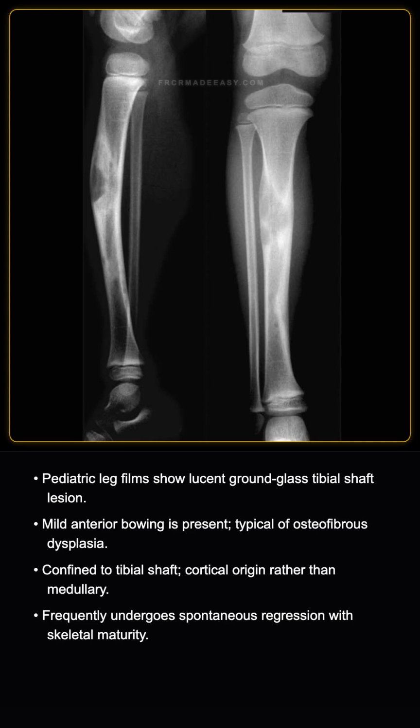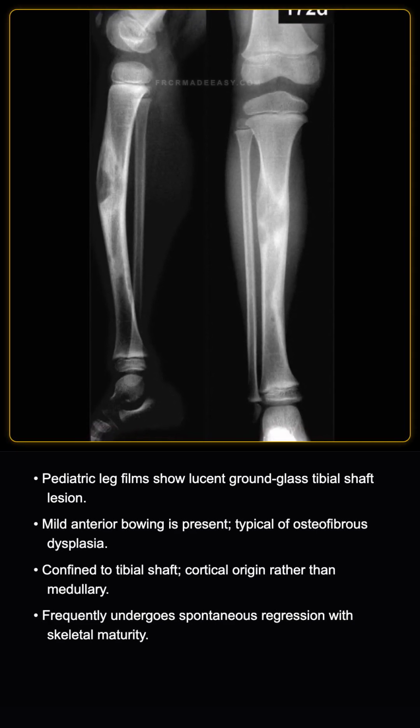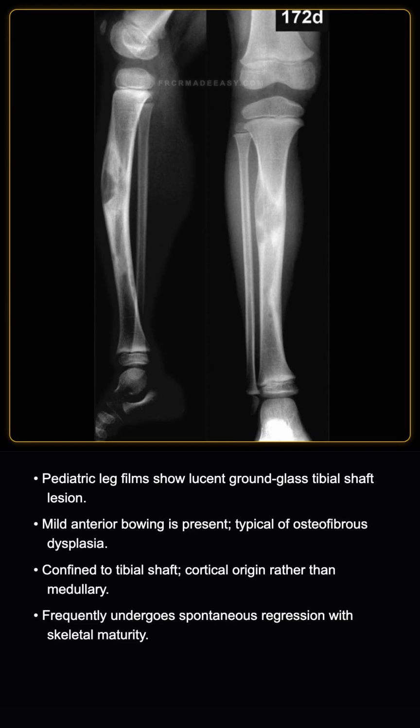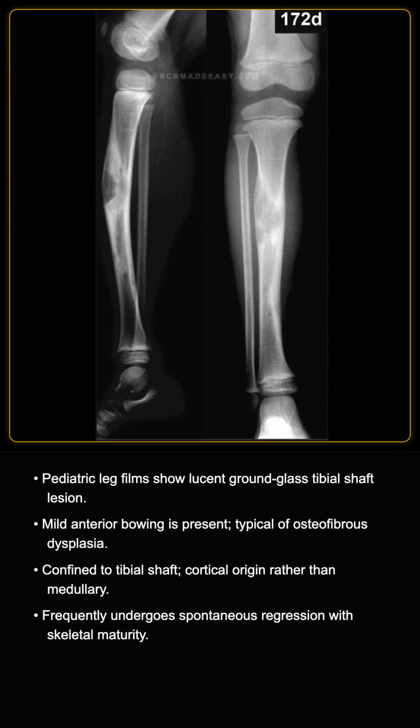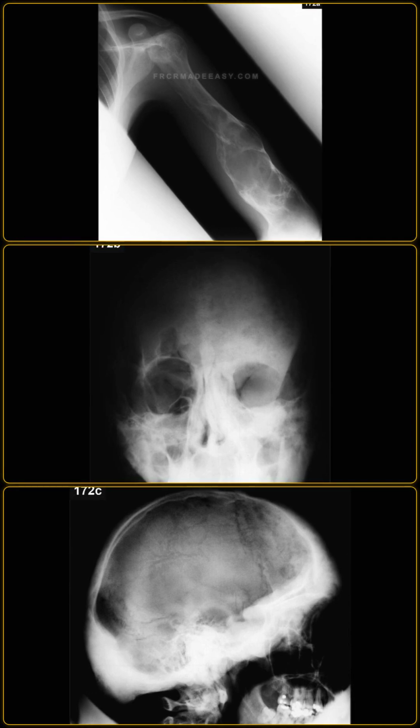Unlike classic fibrous dysplasia, osteofibrous dysplasia is almost exclusively confined to the tibial shaft in pediatric patients, is characterized by a cortical rather than medullary origin, and frequently undergoes spontaneous regression as the child's skeleton matures. How would you manage this patient as a radiologist?